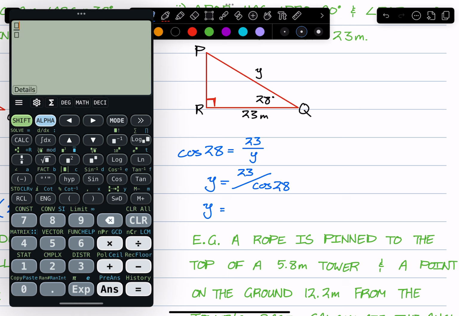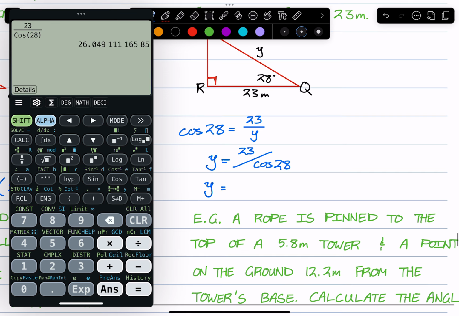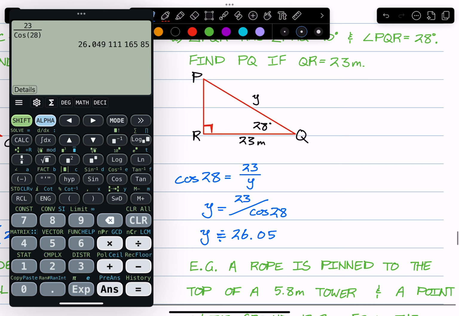So we're typing this in, 23 over cos 28, making sure we close that bracket. This gives us approximately 26.05, and this is in meters. So we write this in meters, indicating we round to 2 decimal places.